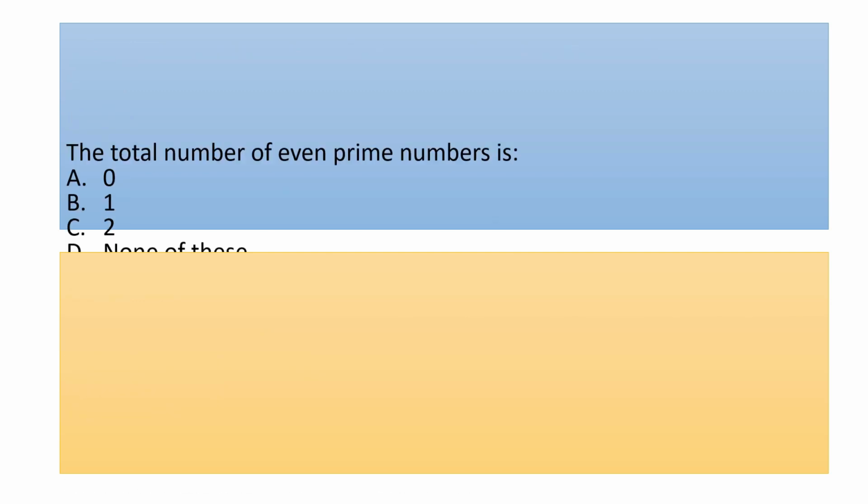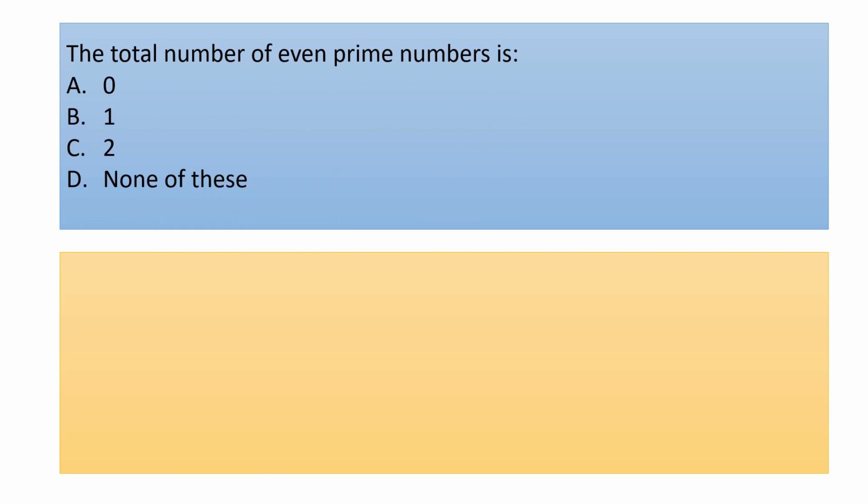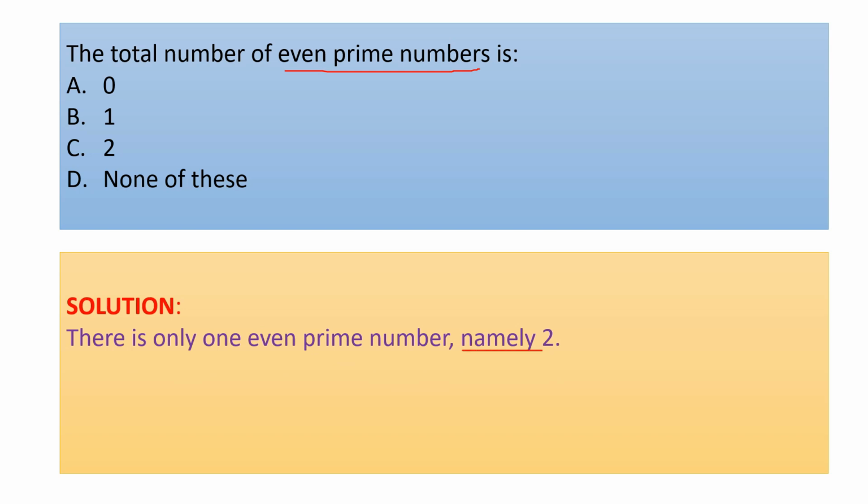Let's solve the next problem. The total number of even prime numbers is: options are 0, 1, 2, none of these. We know that 2 is the only even number which is prime. That means the count is 1. So the option is B.